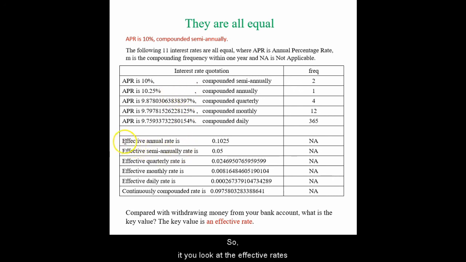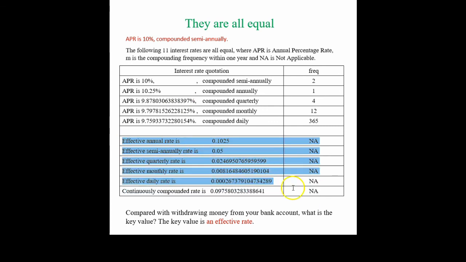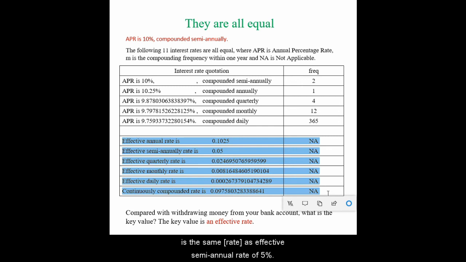So if you look at the effective rate, 10.25% effective annual rate is the same thing as effective semi-annual rate 5%. It's the same thing as effective quarter rate 2.4695%.